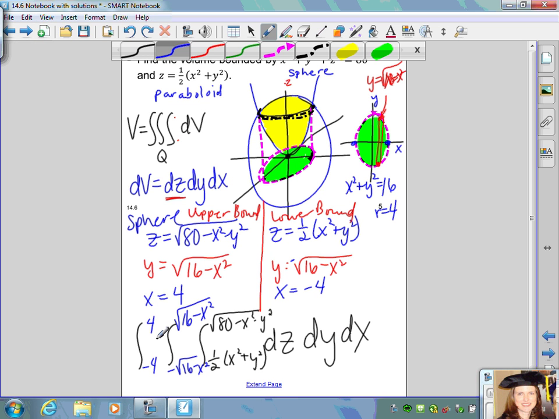Now you can see this ends up being quite tedious. What you can do as an alternative is, instead of using these vertical rectangles or horizontal rectangles, use polar conversions.